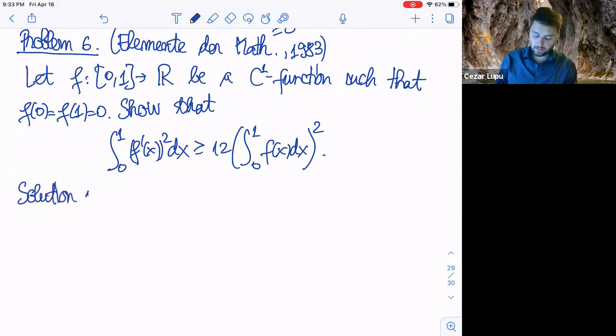So again, as you can see here, we deal with a C1 function, and we deal with the first derivative again, and we would like to minimize in some way the integral of the derivative squared. So maybe we can have in mind some kind of a combination between the Cauchy-Schwarz inequality and integration by parts. But as you will see, we have to do this in a smart way.